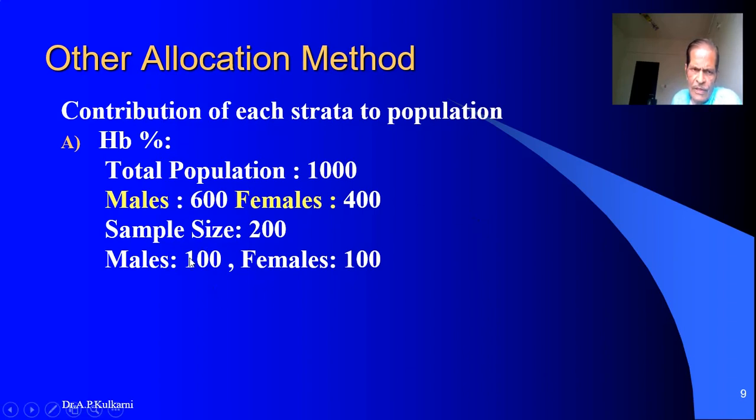So here the allocation is equal. In this case, the allocation is equal, and we don't give any consideration of the sampling fraction.